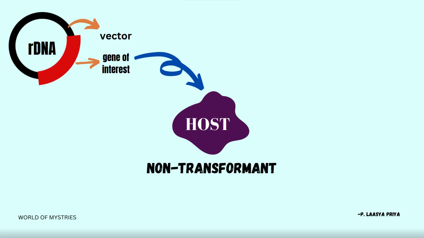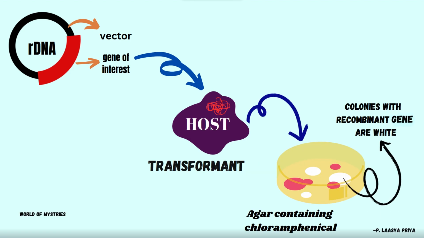The host cells are added to the media containing agar and chloramphenicol. When they are added, the host cells which are transformants, that is, host cells with the gene of interest, can only survive in this media, whereas the host cells that are non-transformants cannot survive, therefore they die. Colonies with the recombinant gene turn white, and the colonies without the recombinant gene turn red.